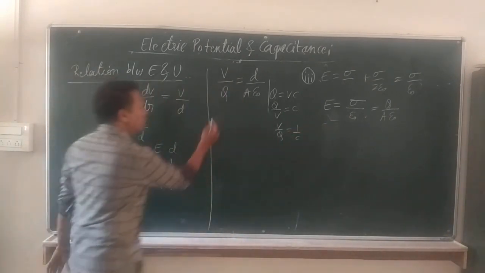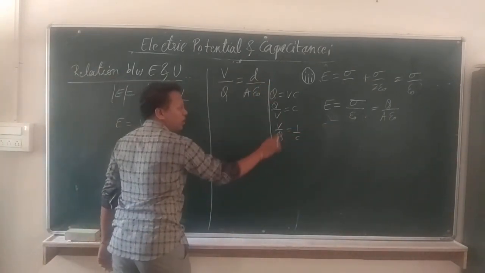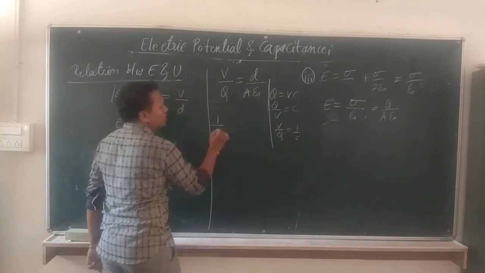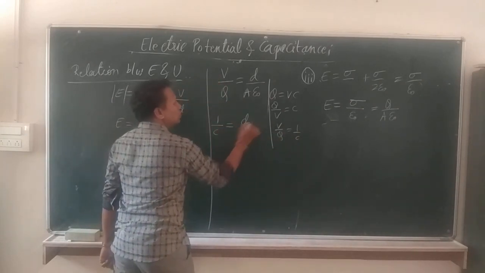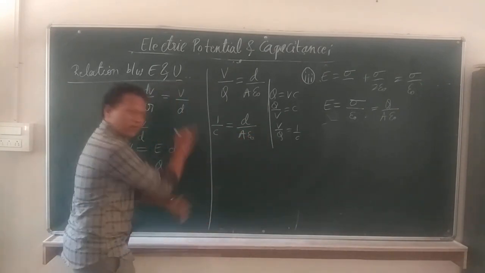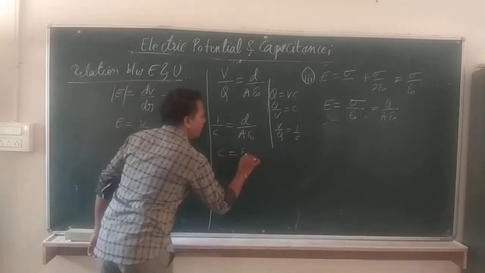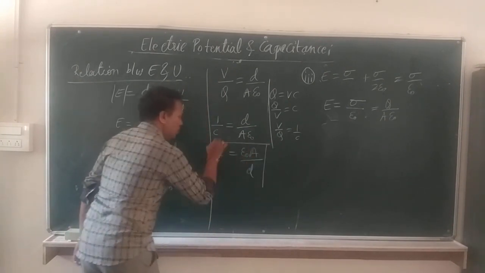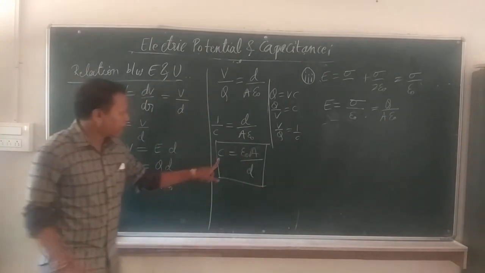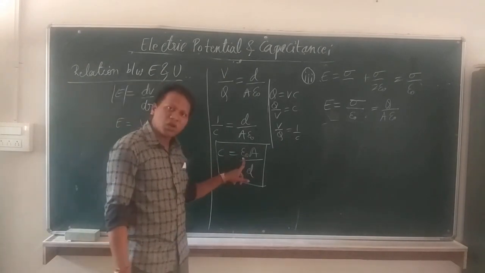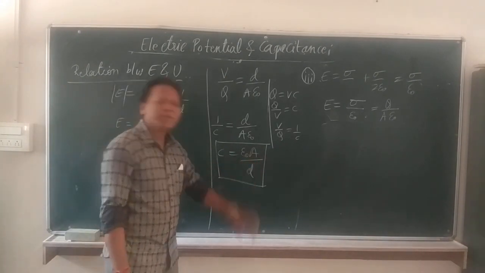Now, what formula do I have here? V by Q is equal to 1 by C. So V by Q, which is 1 by C, equals D divided by A into epsilon naught. Shifting the formula, C is equal to epsilon naught A divided by D. This is the capacitance of a capacitor: C is equal to epsilon naught into A divided by D.